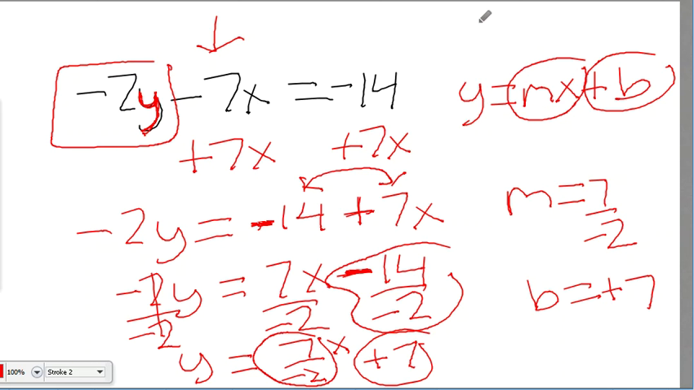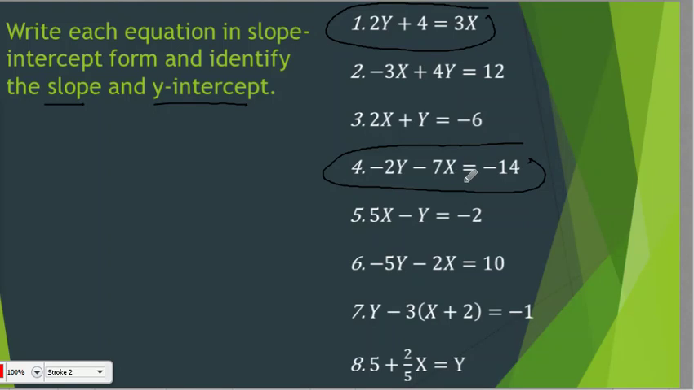You guys, as you go through these, please make sure that you are using a calculator for all of your integer operations. Okay, let's go ahead and do number 5 together.